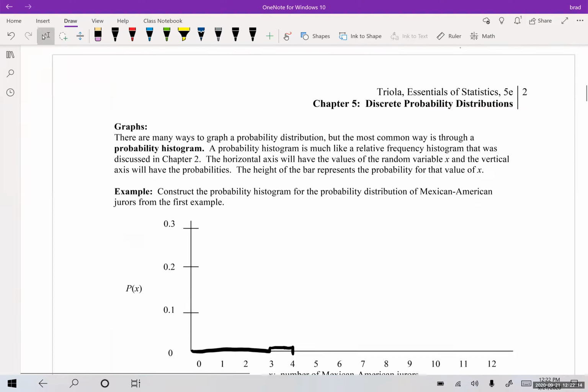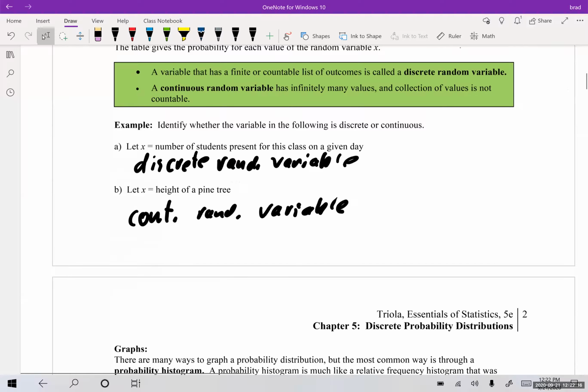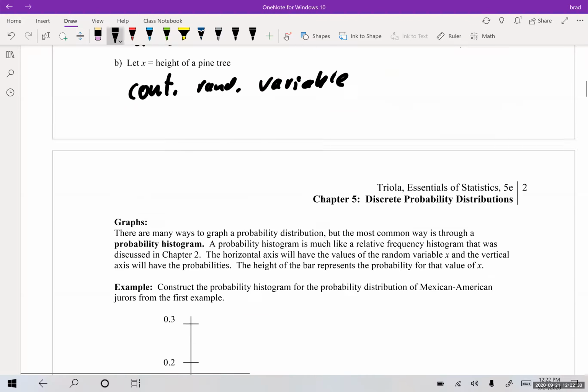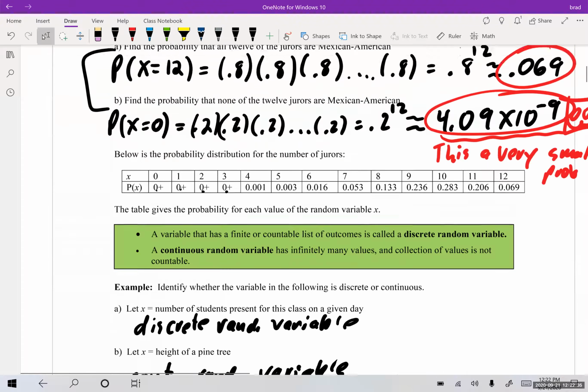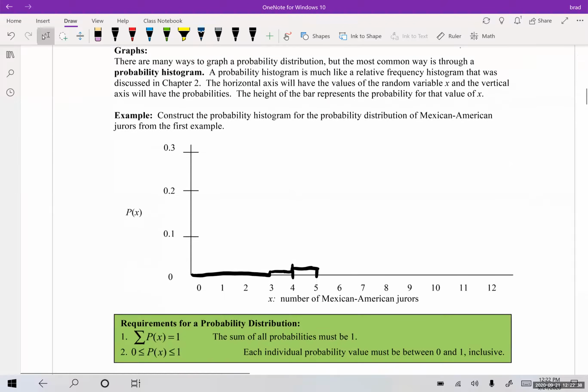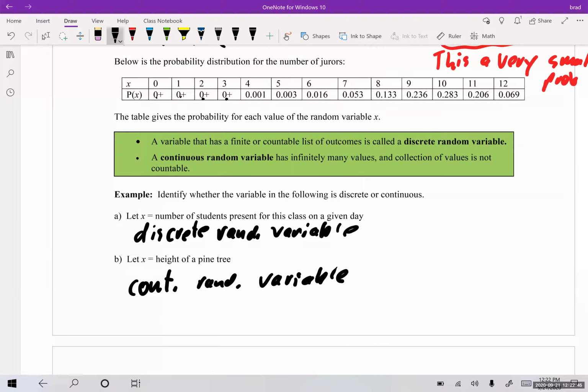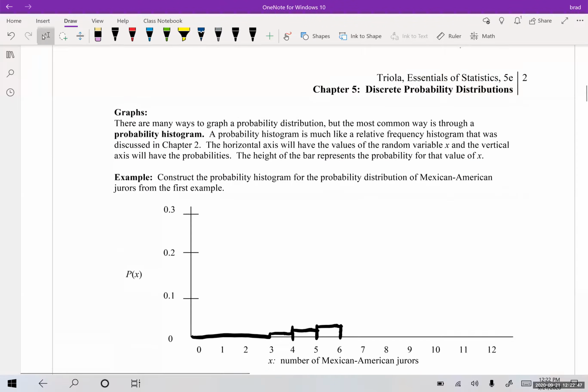And then for our 5, 0.003. So that's just a little bit higher. And again, it's actually even smaller than this. Just for the sake of drawing, I'm going to try to draw it. And then for 6, 0.016. So once again, very, very small. And then 0.053, so that is about halfway.